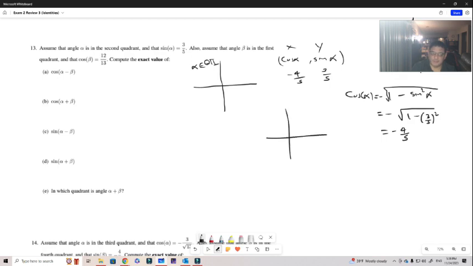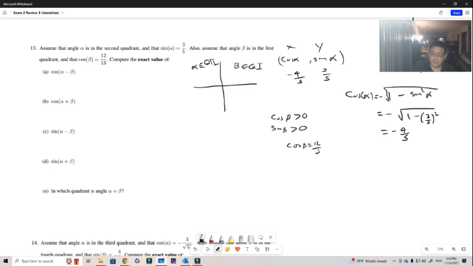In this case, beta is going to be in the first quadrant. So beta is here. Let me erase this since I'm not going to need it. So beta belongs to quadrant 1. This means that cosine of beta, which is x, is positive, but also that sine of beta is positive, right? We know that the cosine is positive. We have that it is 12 over 13. So cosine of beta is 12 over 13.